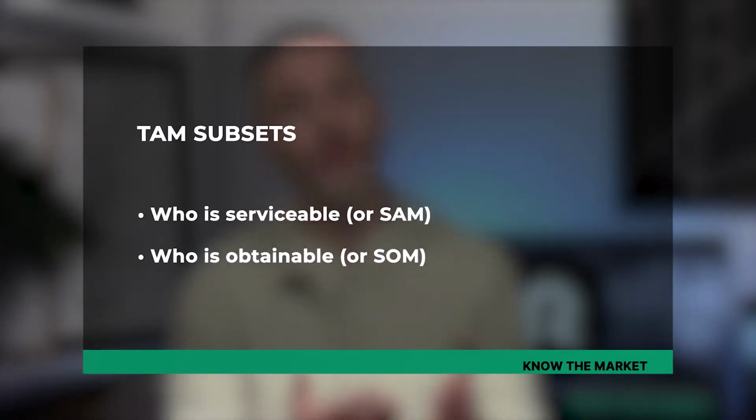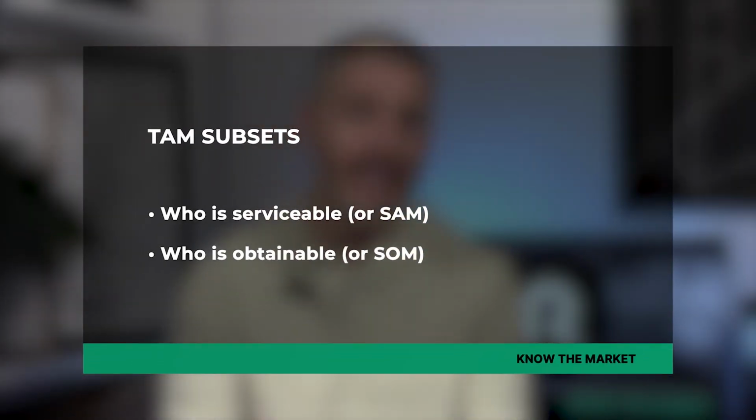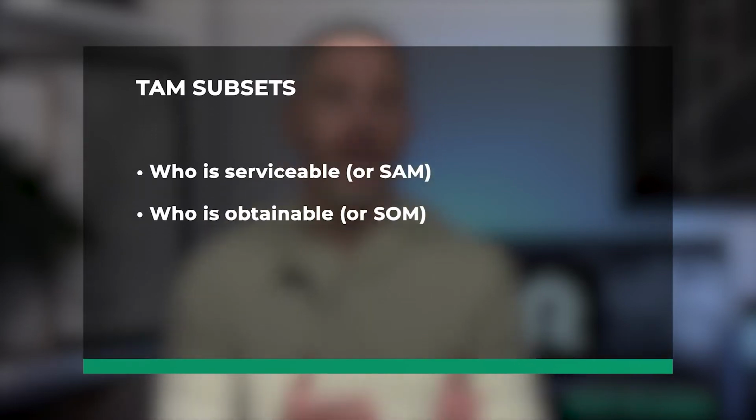The process of breaking down and segmenting industry TAM into our ICP introduces 2 subsets into our data: who is serviceable, or SAM, and who is obtainable, or SOM. A TAM, SAM, SOM exercise helps businesses better understand their product or service's potential market size and growth opportunities given its current state of the business.